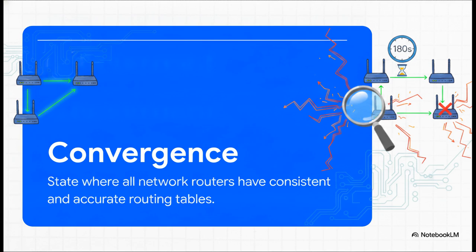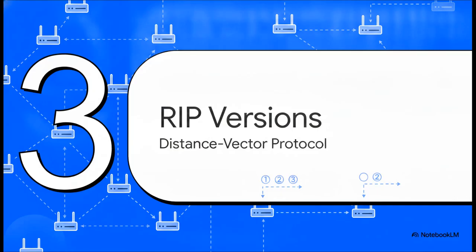But here's the reality check. RIP is a slower protocol. It can take up to 180 seconds to fully converge. And honestly, in internet time, 180 seconds of your network being completely confused is basically an eternity. This is exactly why network stability heavily depends on you understanding these protocol limits. Which brings us to Section 3, understanding RIP versions.